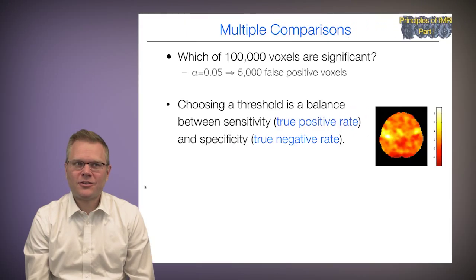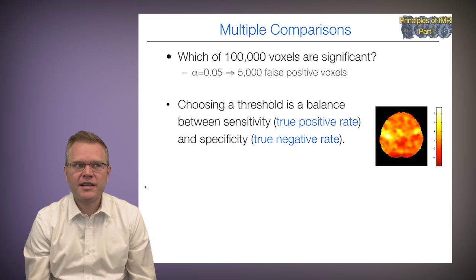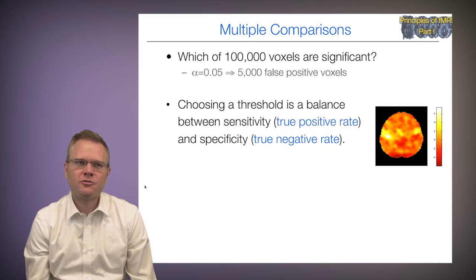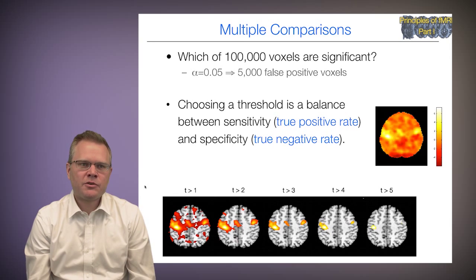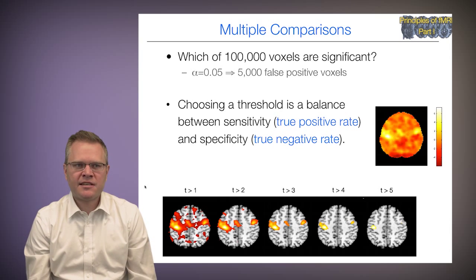So choosing a threshold is ultimately a balance between sensitivity, which is the true positive rate, and specificity, which is the true negative rate. We looked at this little example in an earlier module, but I think it's worth looking at again. For this statistical map, we could threshold at any given level. Here I show 5 examples. We thresholded at 1, 2, 3, 4, and 5.